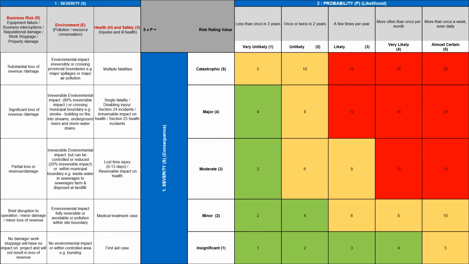The way a risk matrix works is based on the actual risk consequence to health and safety, environment, or business. We will increase in risk rating based on the severity or consequence noted down, as well as the probability or likelihood of that risk occurring.